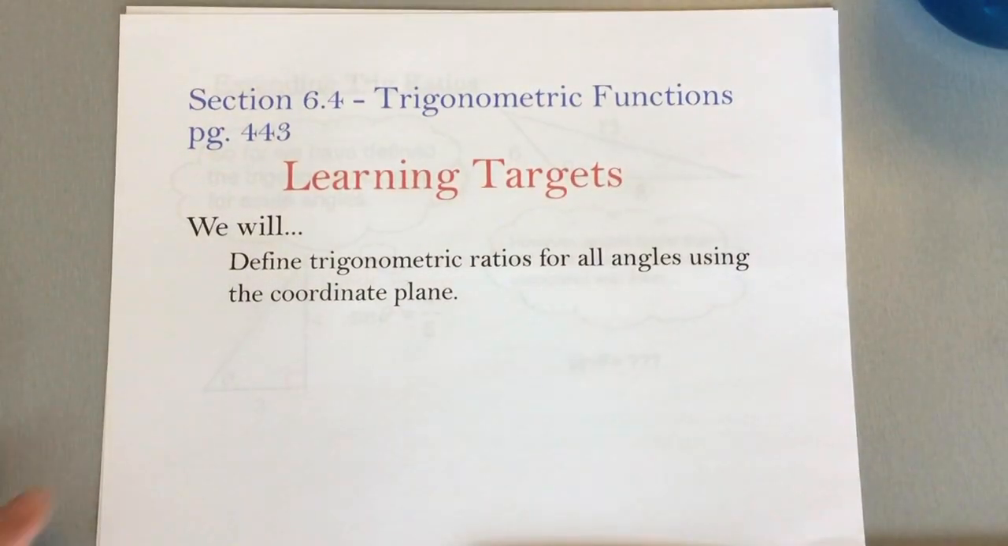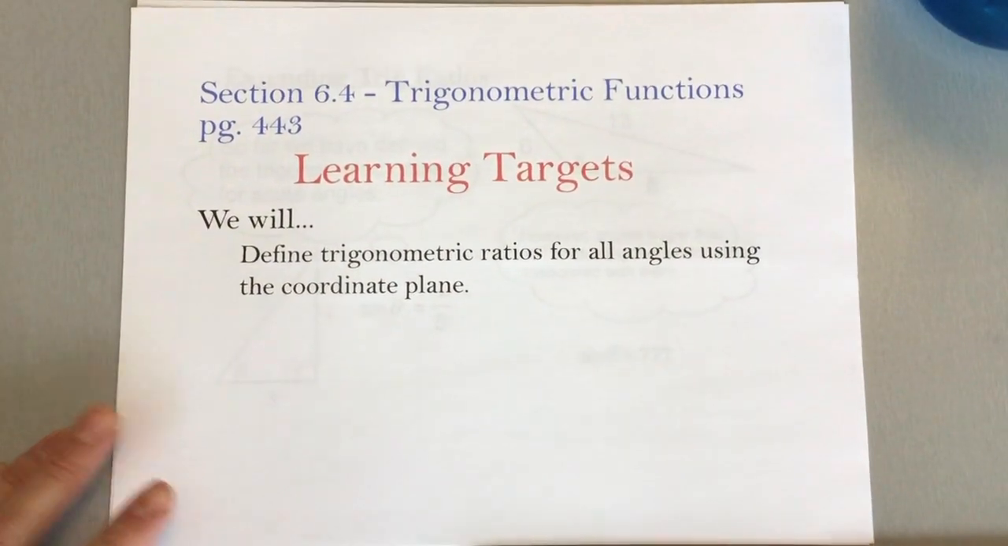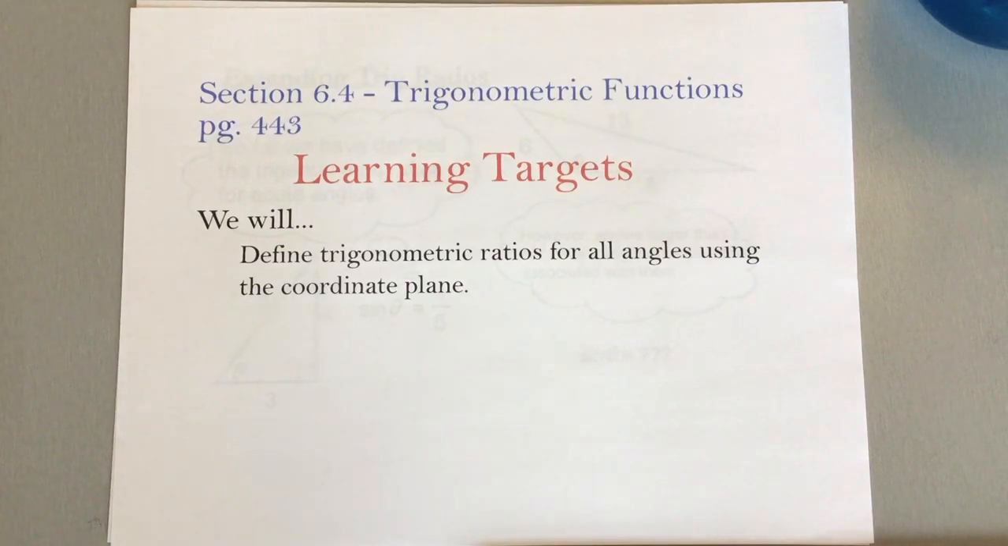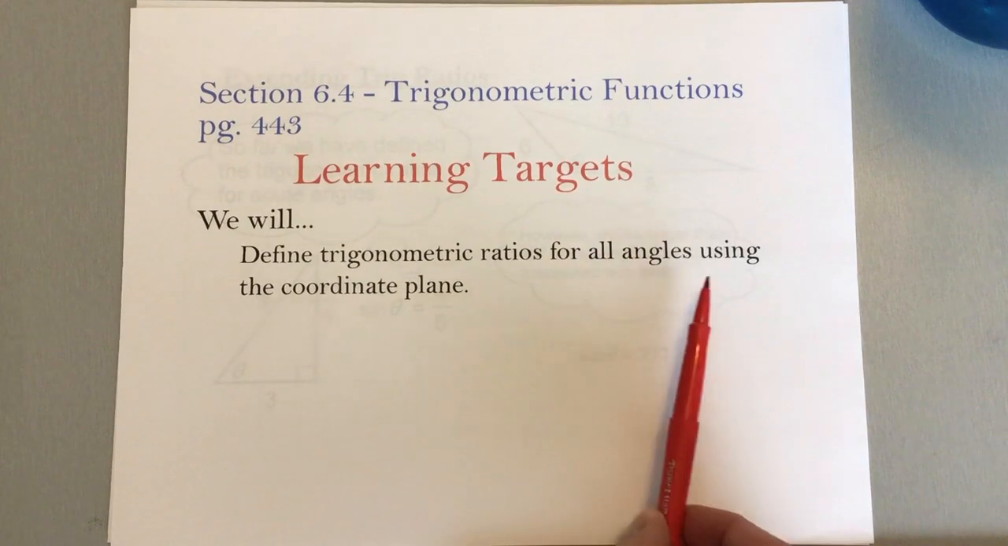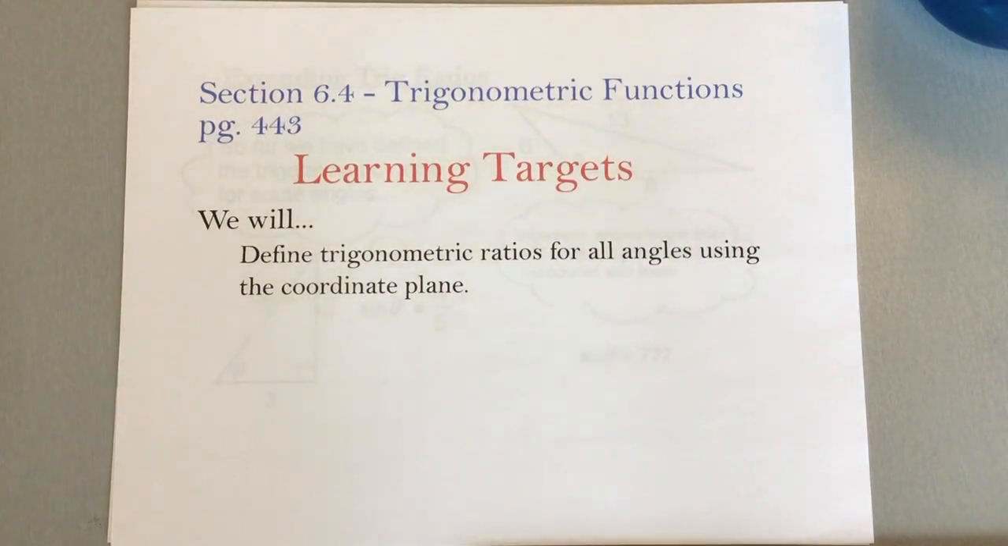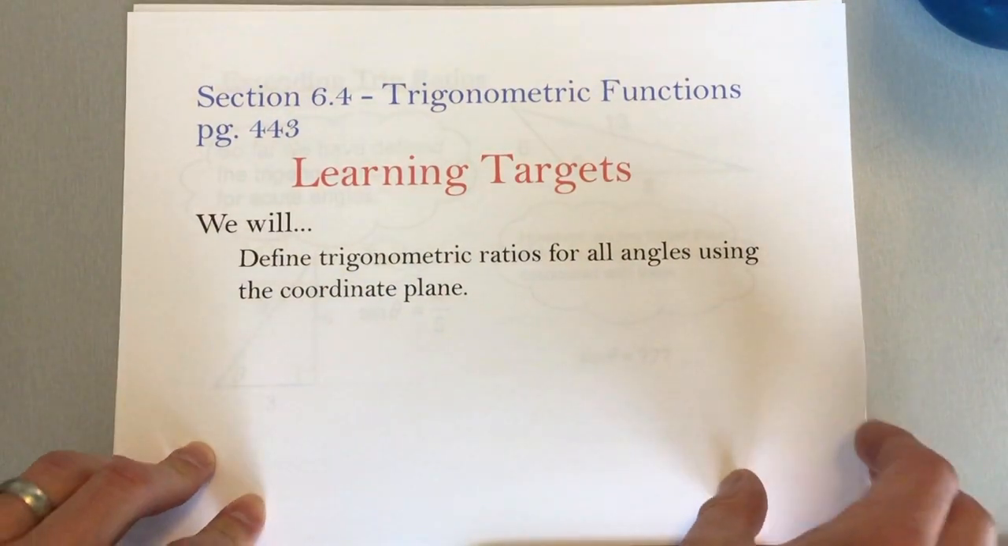So if you're looking for something to follow along with, it starts on page 433 and goes on to page 444, and it's really just those two pages that we're looking at. So we will be defining the trigonometric ratios for all angles, not just acute angles, and we do so by using the coordinate plane, the xy axis.